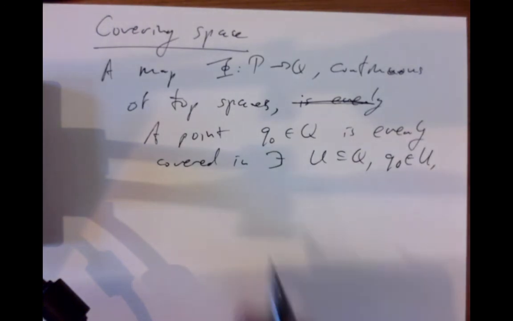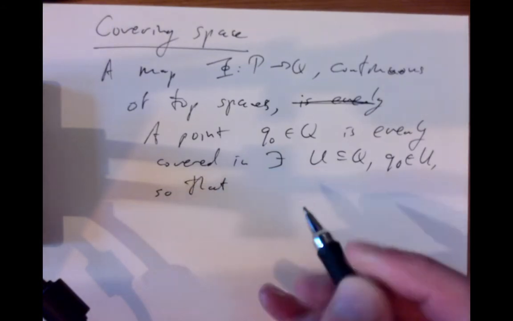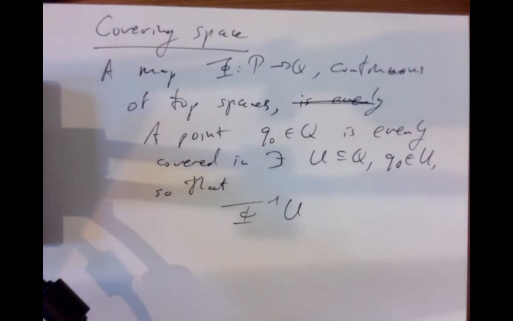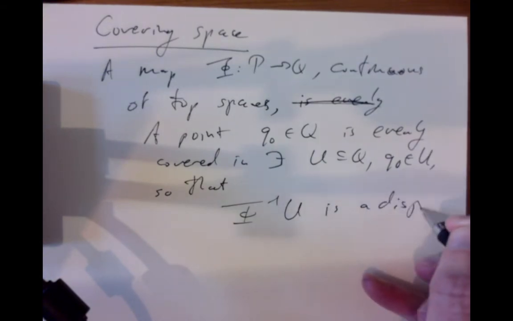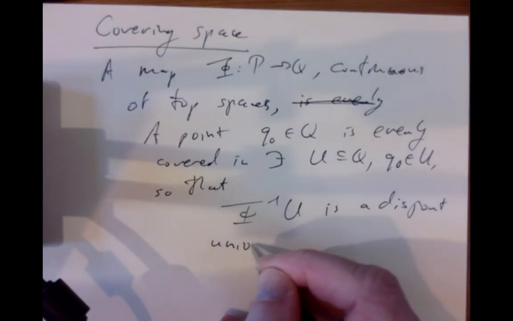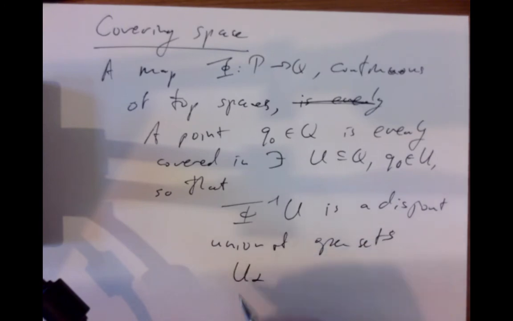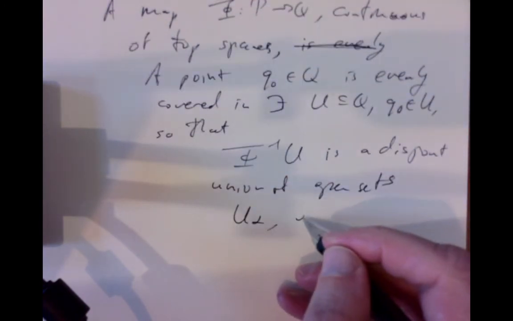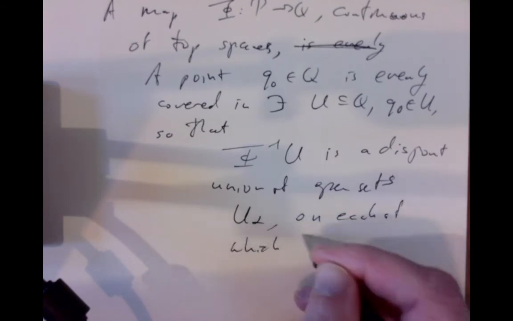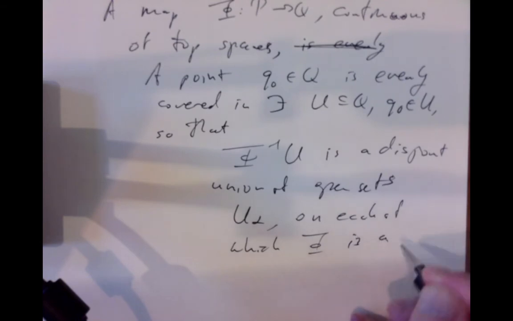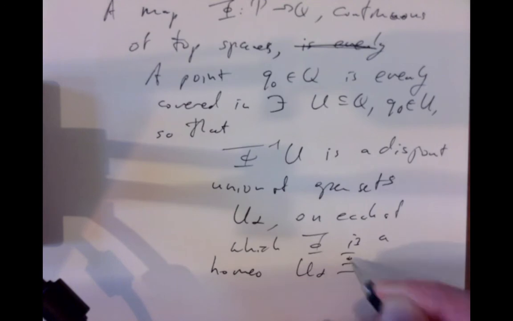So you can take a local little picture of it, so that phi inverse of U is a disjoint union of open sets, say U alpha, on each of which phi is a homeomorphism. U alpha, phi takes U alpha to U.